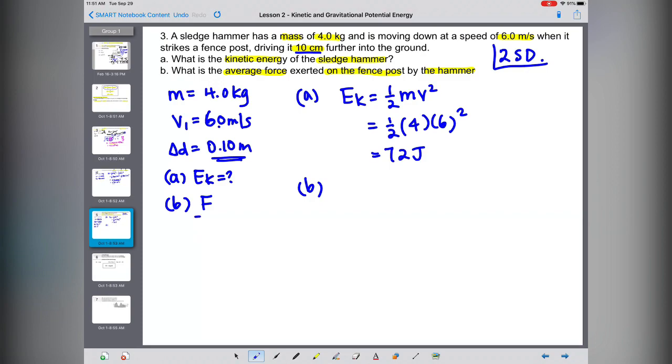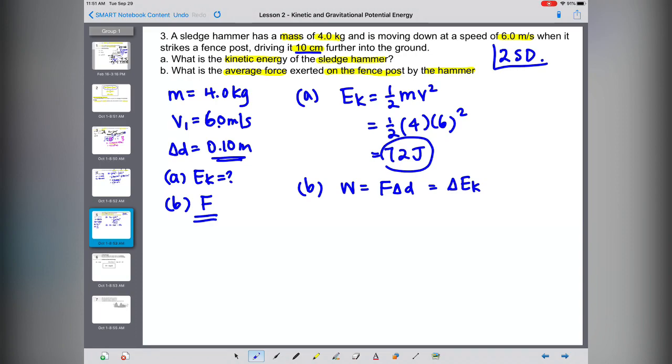Okay, part B is relating to the force. Force is relating to work. Force does not directly relate to EK. You can't just say F delta D is equal to EK. You have to relate it back to the work. So work is force times delta D, and I know that the work is also equal to the change in kinetic energy. You calculate one of the kinetic energy, okay?